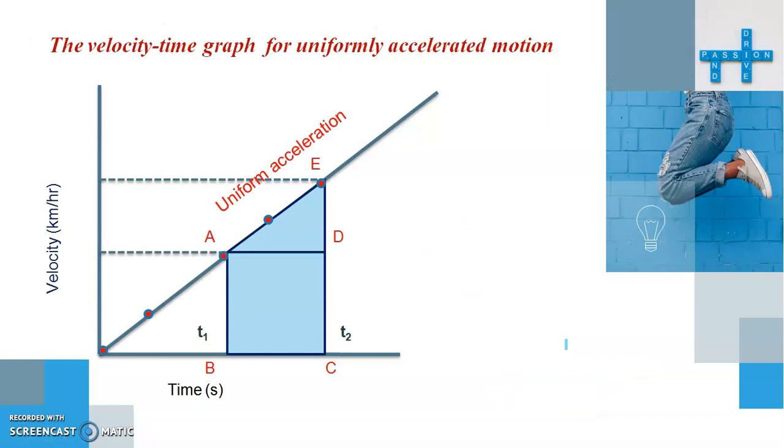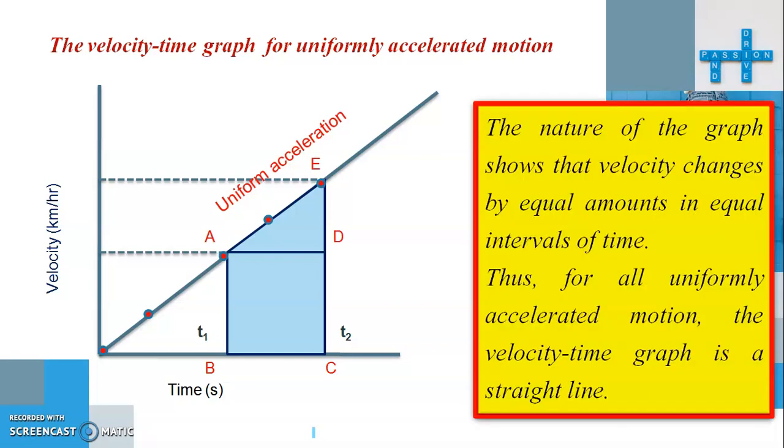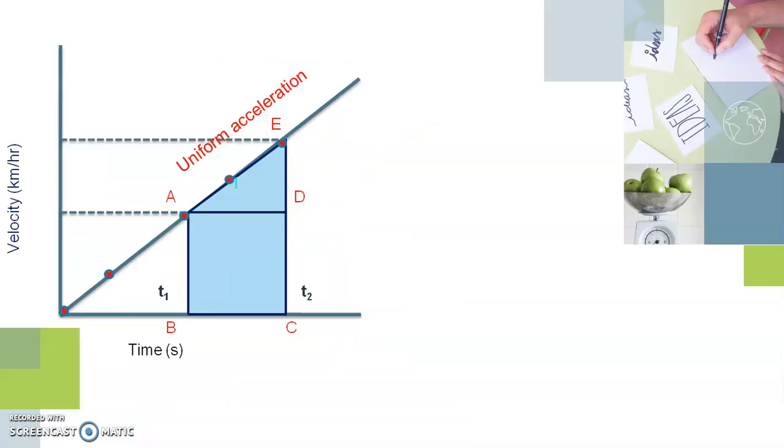Clear? Now this is for accelerated motion. Accelerated motion means when velocity is changing. So velocity changes in either of two cases, that is either magnitude is changing or direction is changing. So here this is uniform acceleration. The nature of the graph shows that velocity changes by equal amounts in equal intervals of time, and for uniformly accelerated motion, the velocity time graph is a straight line. Here this is a straight line velocity time graph for uniformly accelerated motion.